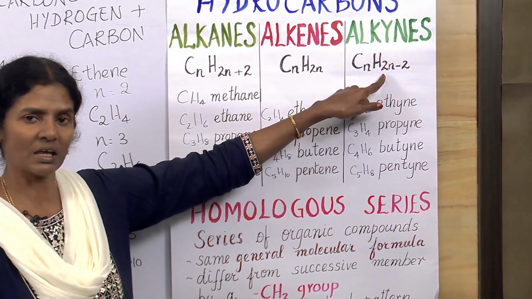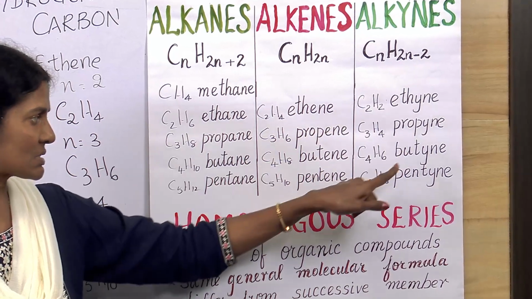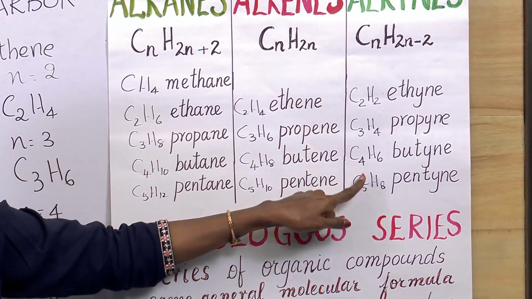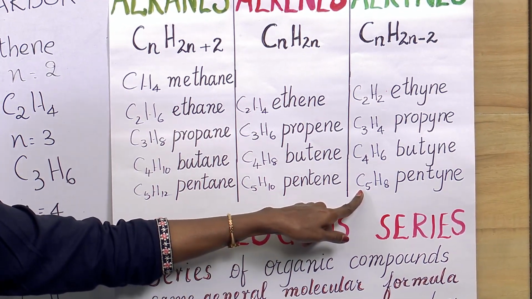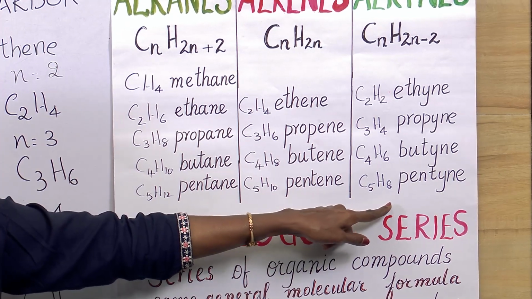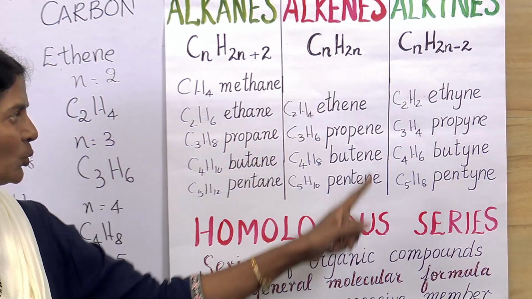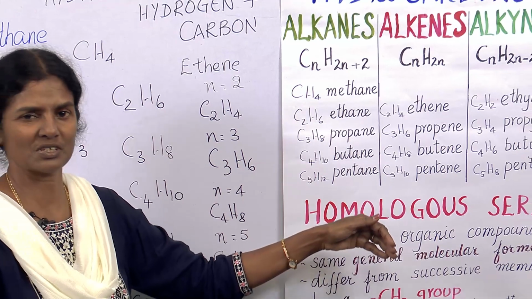4 into 2 is 8, minus 2 is 6. So that is butane. Similarly, C5H8 is pentane. Now let's move into the similarity of this.